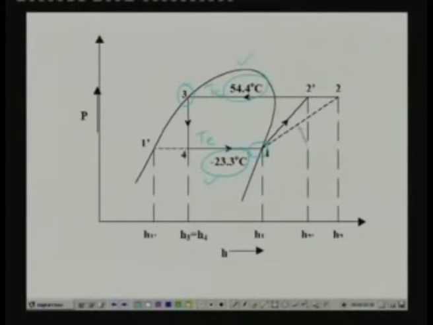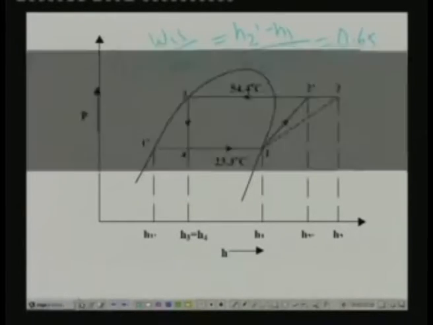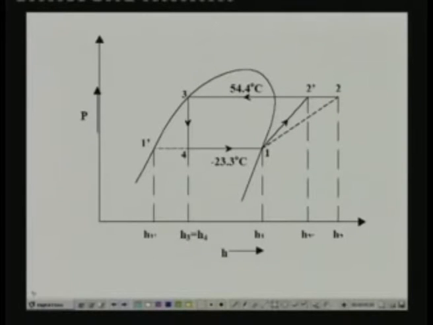That means the actual compression process 1 to 2 is non-isentropic, whereas 1 to 2 dash is isentropic. And from the definition of isentropic efficiency of the compressor, you can write the isentropic efficiency as isentropic work input divided by the actual work input. So, from energy balance, this is nothing but H2 dash minus H1 divided by H2 minus H1. This is given to be 0.65. So, from this information, how do you find the state properties, various enthalpies, temperatures at various points?